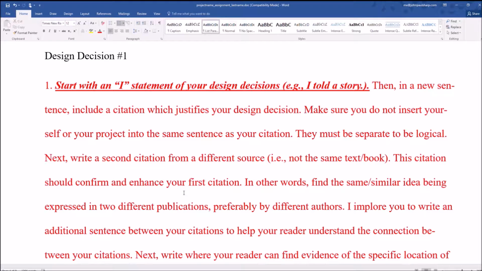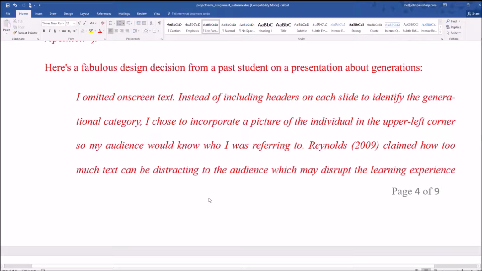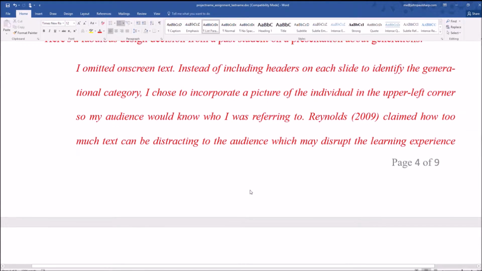And then the fourth component of your design decision is where you provide and describe specific examples that your reader can find in your project which demonstrate that design decision. Okay, so let's look at a fabulous design decision from a past student on a presentation about generations.